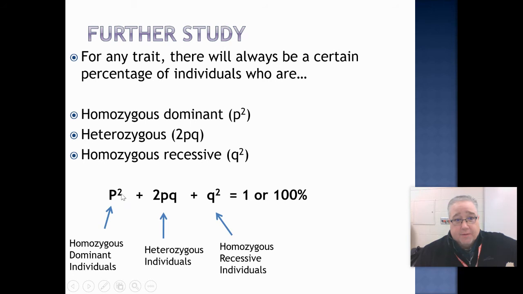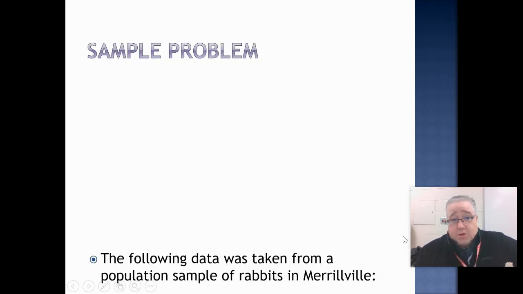P squared represents the individuals in the population that are homozygous dominant. 2 times P times Q represents the individuals in the population that are heterozygous, and Q squared represents the individuals in the population that are homozygous recessive. So if you know what P and Q are, if you know the frequency of the dominant and the frequency of the recessive alleles, you can figure out these other components of this equation, and they should add up to 1. Let's go ahead and practice this.